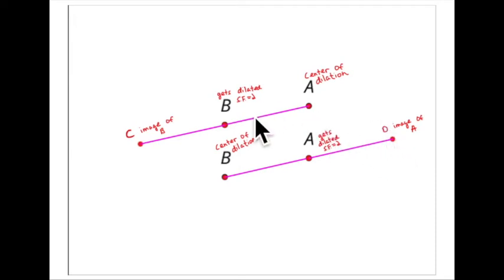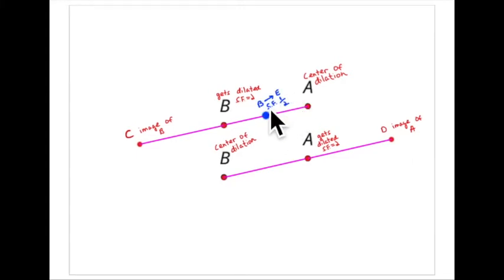And so now they're going to take B and find the image of B after it gets dilated with a scale factor of 1/2. So now the image of B is going to move closer to A, and it's going to be half the distance away from A. So it's right here. So B goes to E. This length is the unit length, the scale factor is 1/2, so this length is going to be 1/2 of the original length. So B to E, scale factor of 1/2.